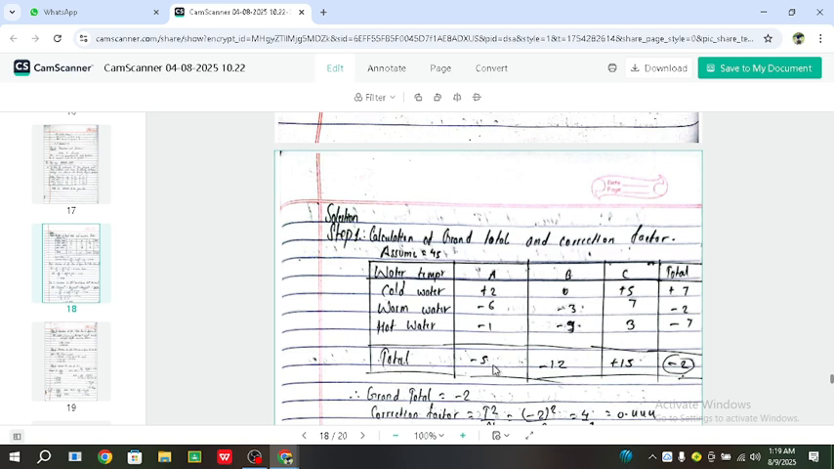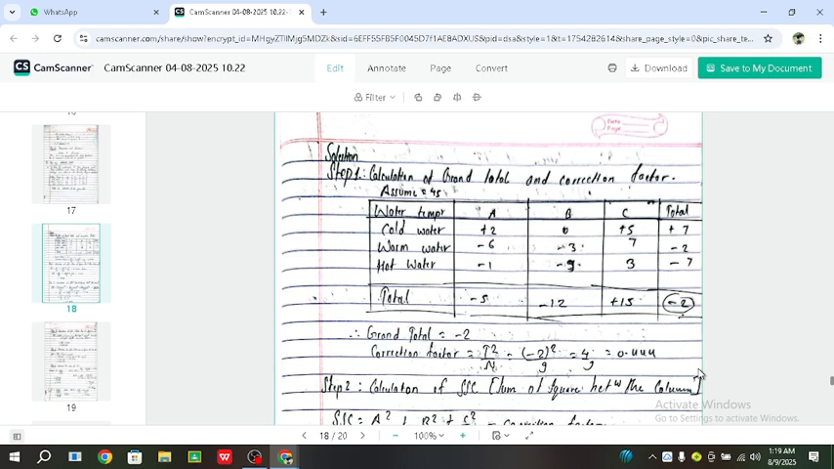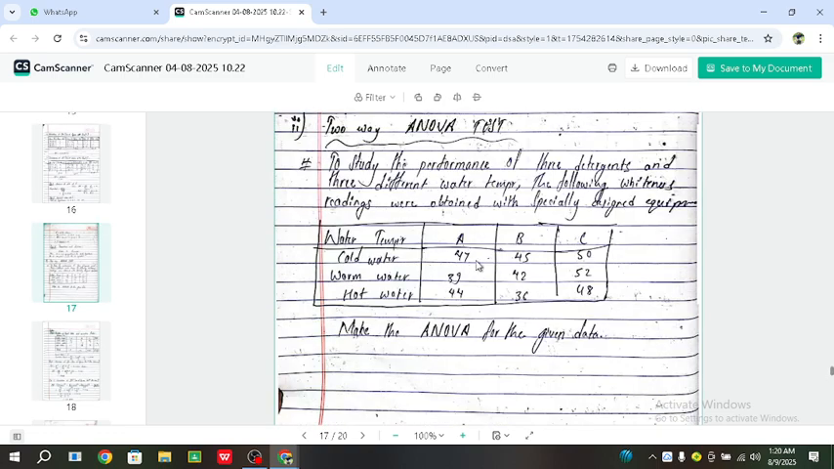Here minus 5 plus 5, that means how much? 10. And 10 minus 12, that means the smaller is 10 and 12, that is minus 2 only. Like this it came. So the grand total is this, and the correction factor should be here. We remember that the grand total is denoted by T, and n is 9 only, because 1 2 3, 1 2 3, 1 2 3, 3 3 is 9.